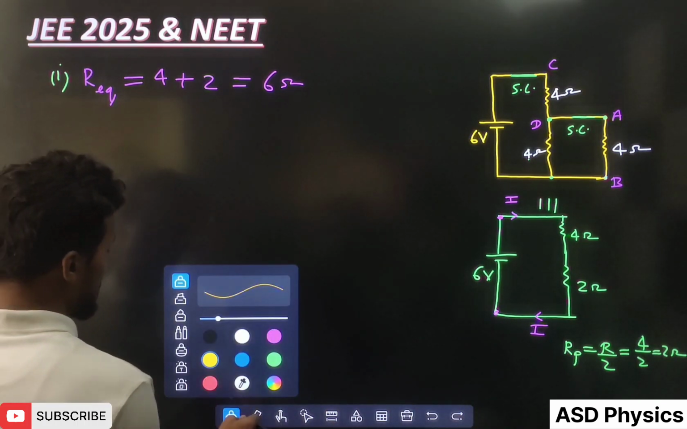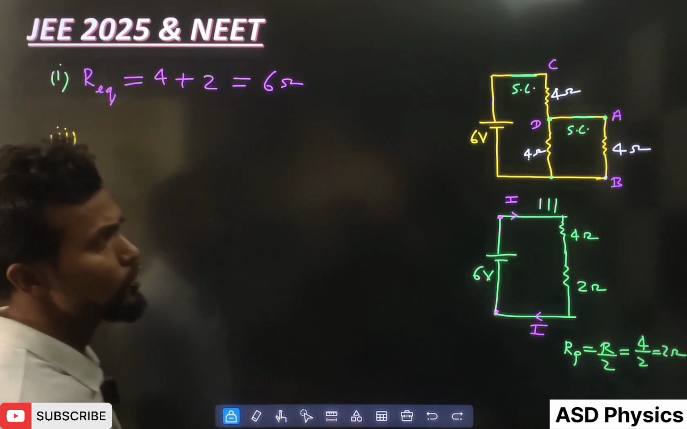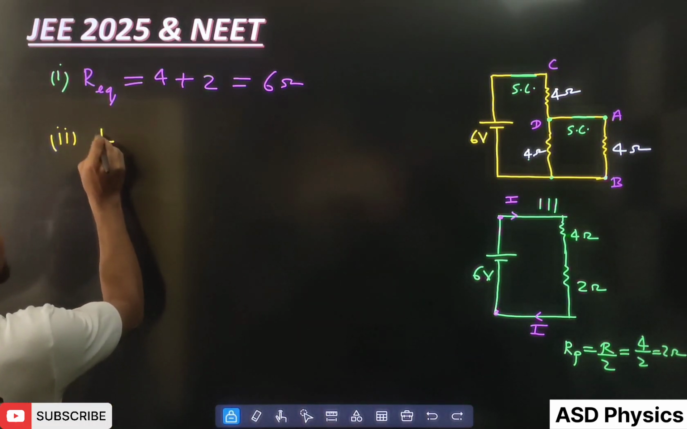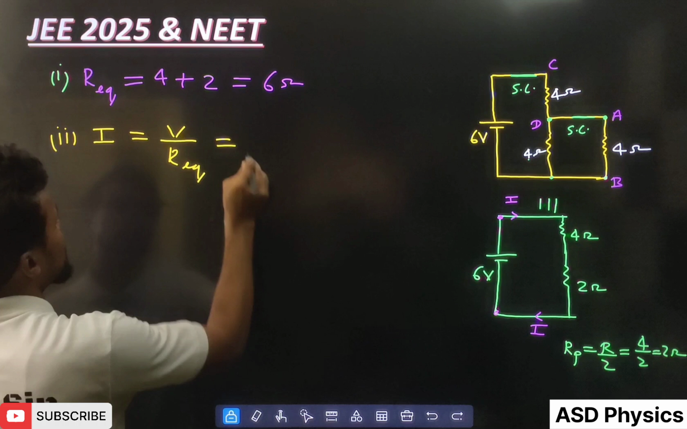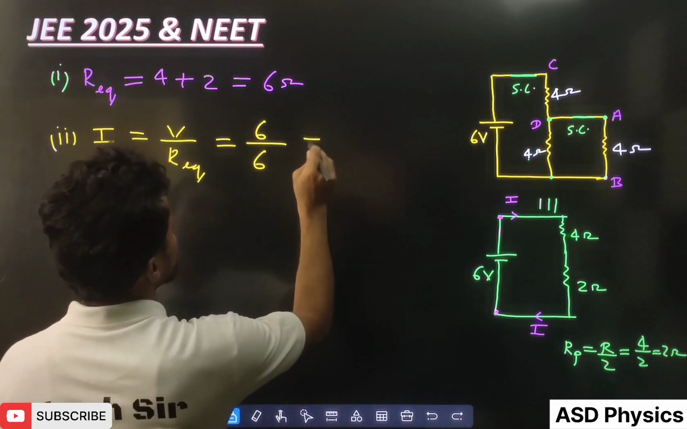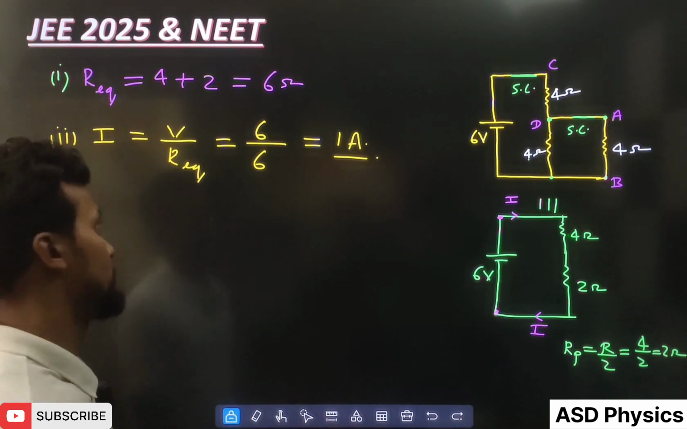After that, next one, the second one, we are going to calculate the current. So here current I is there. What will be the I here? I is given by V by R equivalent. V how much is given? 6 volt. And resistance also how much here? 6. So 6 by 6, what is coming here? 1 ampere. The current is coming 1 ampere.